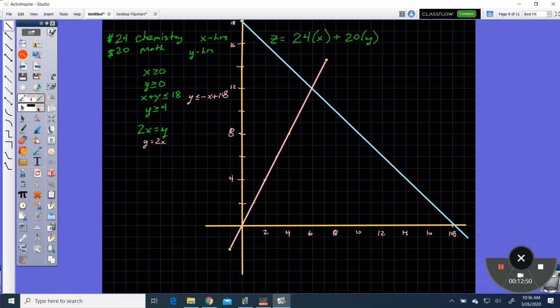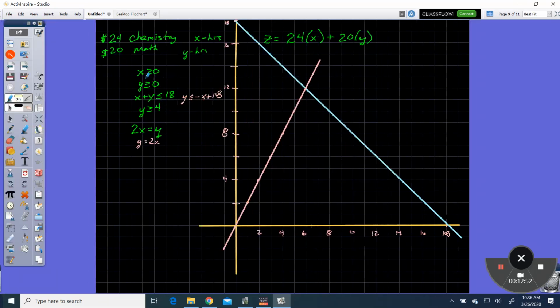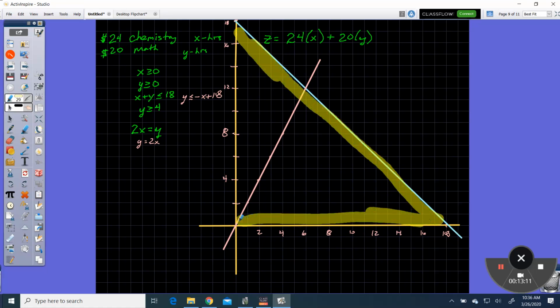So I've got my lines drawn. Now I need to shade. So x greater than 0 is everything over here. Y greater than 0 is everything above. Now it says y is less than negative x plus 18. So that's all of this stuff. So that's everything shaded below this line.